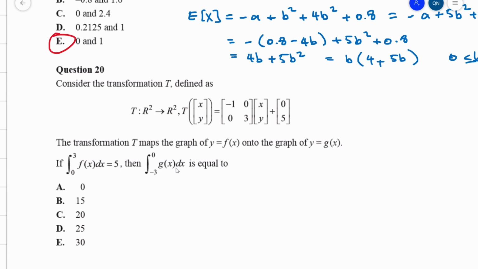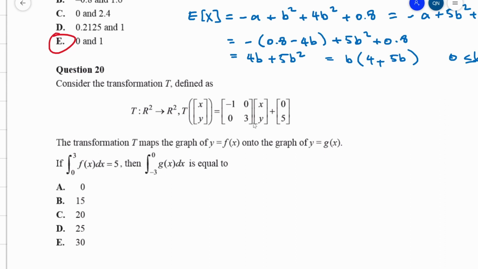So first things first, we know because T maps f onto g, it's possible to write g in terms of f, which would actually be nice because we know how the integral of f behaves, or some information about that. So if we can rewrite g in terms of f, then hopefully we can get some kind of integral expression in terms of f, which we know how to work with. Let's try to do that.